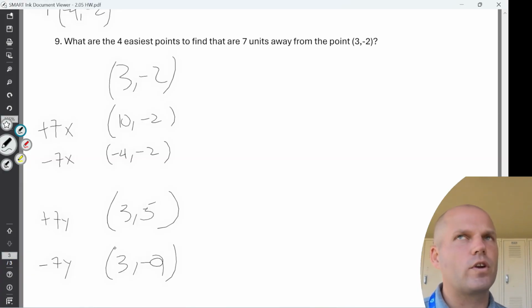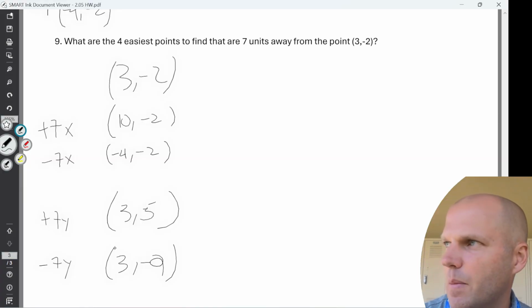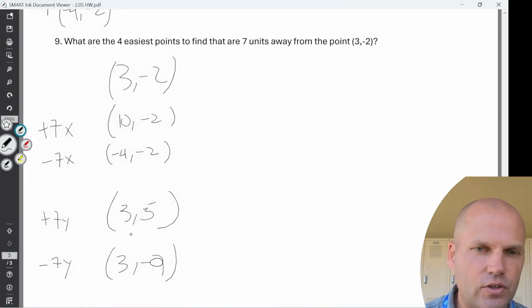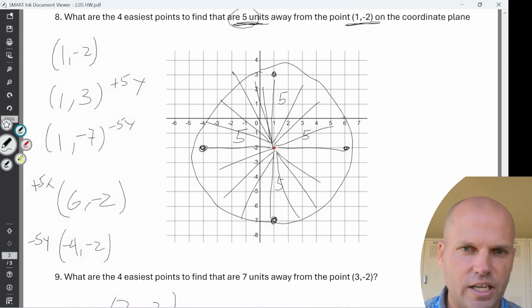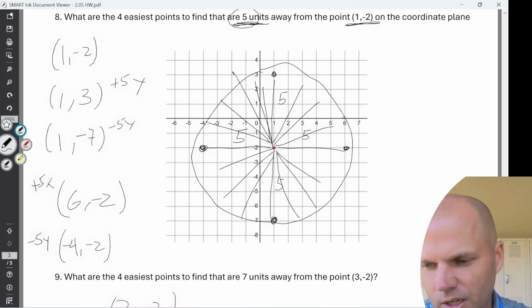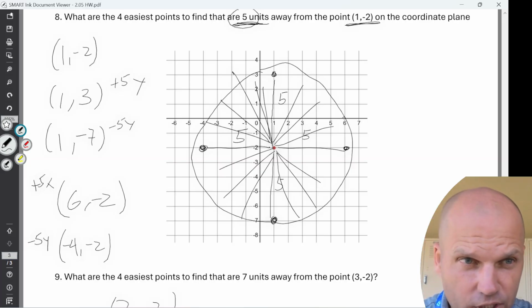Okay, so those are 4 easy points to find, but remember we could find other points. And if we do find those other points, and this is kind of leading us to the next lesson, we see we create a circle. And we're going to look into the equations of circles next class.